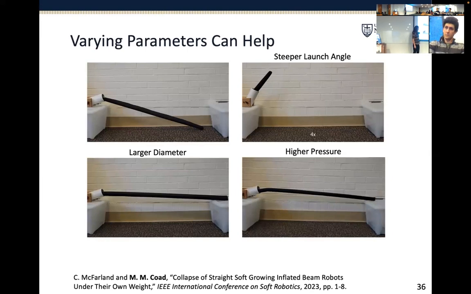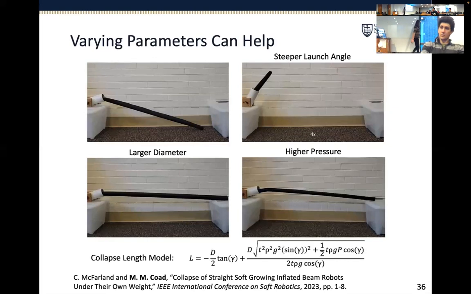So we take the moments that are exerted about this last point of support due to the weight of the robot. And then we equate them to the moment that is restoring the robot due to its internal pressure pushing at the tip of the robot. And when you equate those, you can solve for the collapse length that you expect the robot to be able to grow to before it collapses for a given diameter, launch angle, thickness, density of the body material, gravity, and internal pressure.